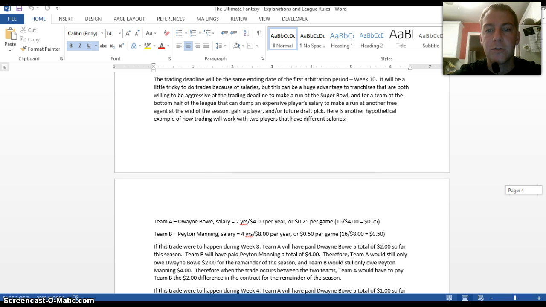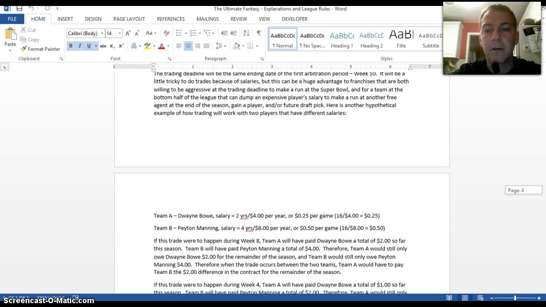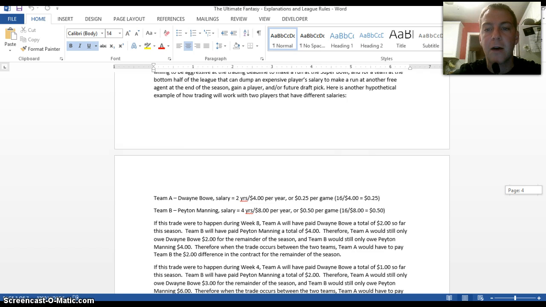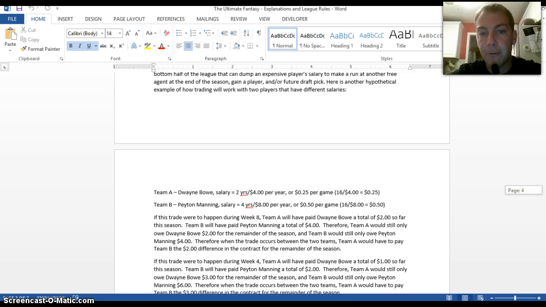this can be a huge advantage to the franchise that are both wanting to be aggressive at the deadline to make a run at the Super Bowl and maybe try to rent a player for a few weeks, or for a team at the bottom half of the league that can dump an expensive player's salary to make a run at another free agent at the end of the season, maybe gain a younger player and or a future draft pick.